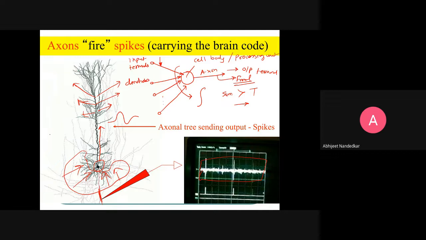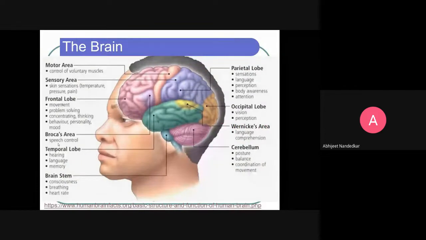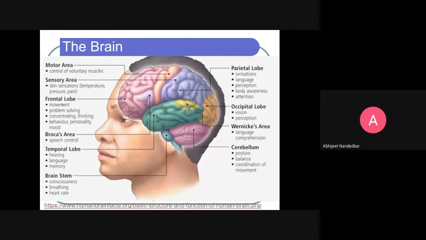Now the same thing, inspired from this biological neuron, we are trying to implement in an artificial neuron. So if you understand this concept, then the other things are very simple. Now if you look at your brain, there are different portions of your brain responsible for different kinds of work.